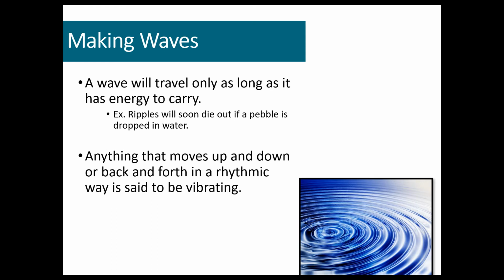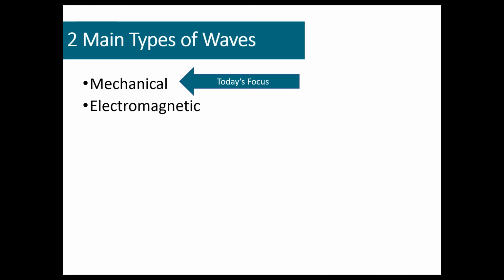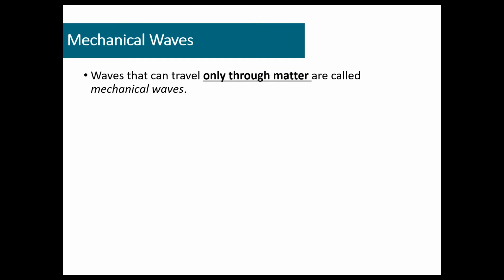So anything that moves up and down or back and forth in a rhythmic way is said to be vibrating. And vibrations are the source of waves. So waves start with a disturbance or a vibration that moves energy through the matter or through a medium. So there are two main types of waves. We have what's called mechanical waves and then electromagnetic waves. And this is where our energy, or forms of energy, comes in. So let's look at mechanical waves first.